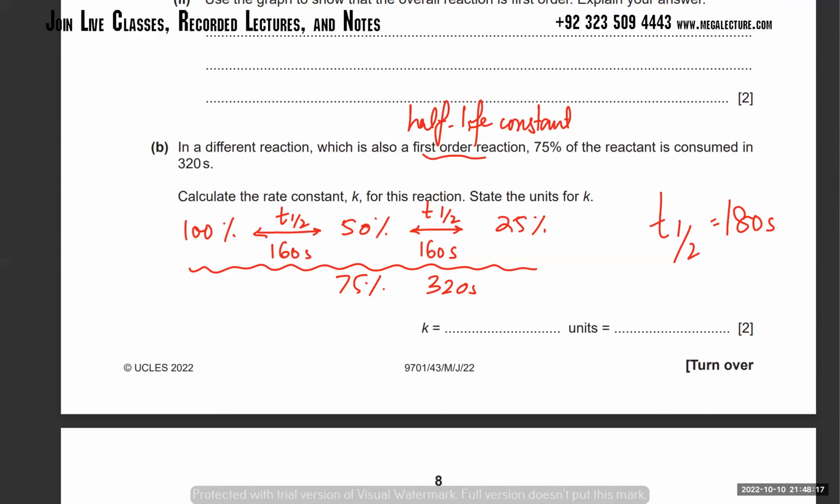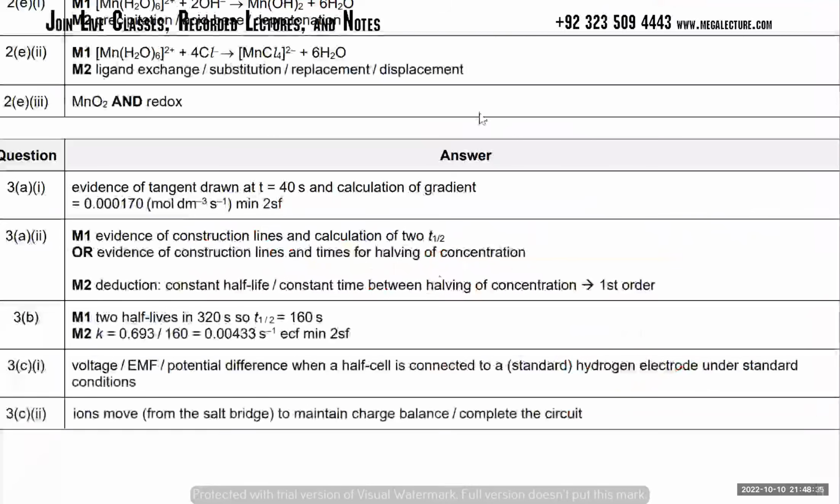Now there's a formula for finding K, which is 0.693 divided by T half. So we know it's 160 seconds. So it's going to be 0.693 divided by 160. So we figured out the half-life, that's 160 seconds. And we got the rate constant K as well. Is this clear? Yes, sir.